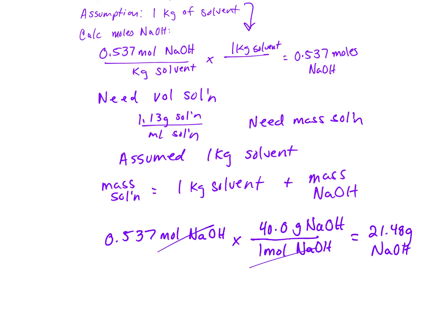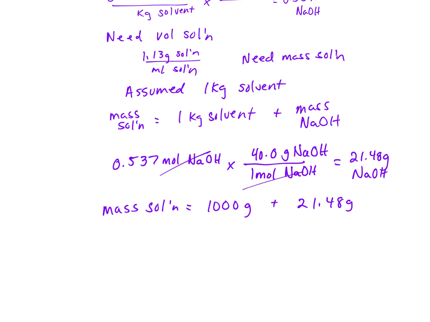That's in grams. Our solvent's in kilograms. Let's put everything in grams. So 1 kilogram is 1,000 grams. So the mass of the solution is going to be 1,000 grams plus the 21.48 grams of sodium hydroxide, which is 1021.48 grams.